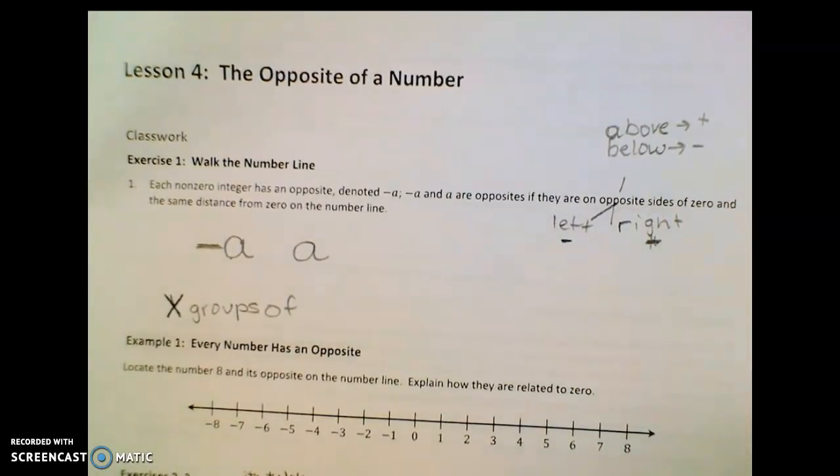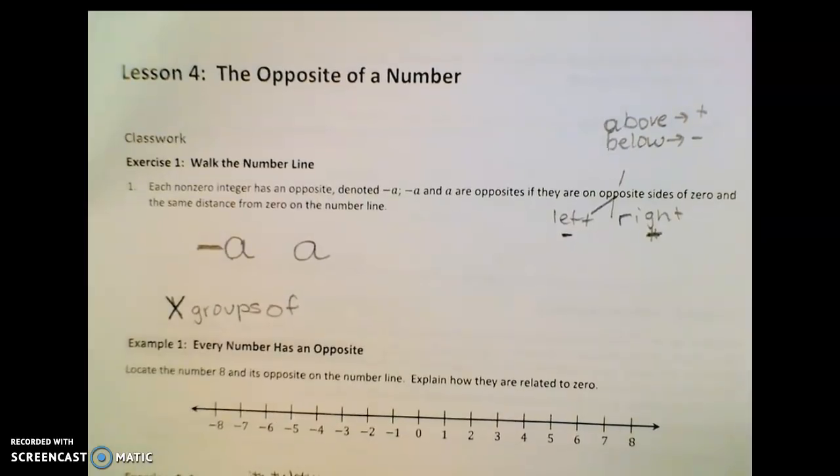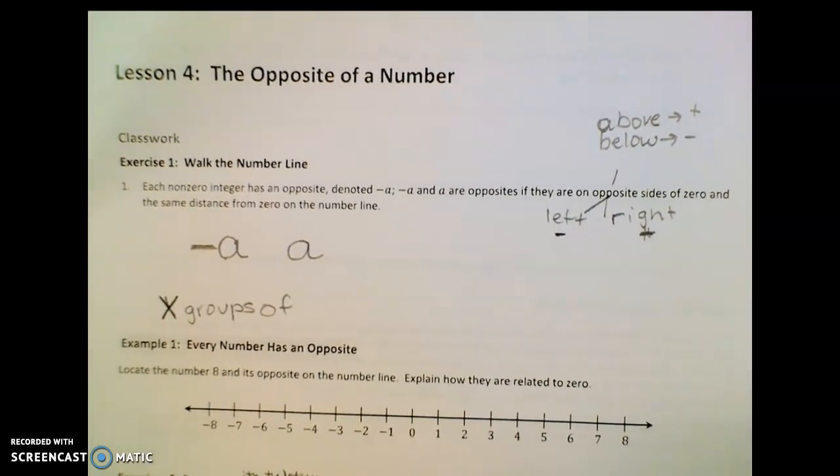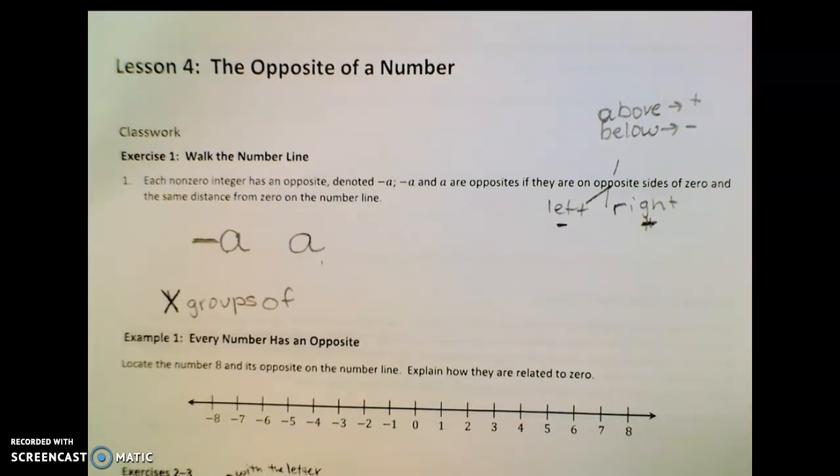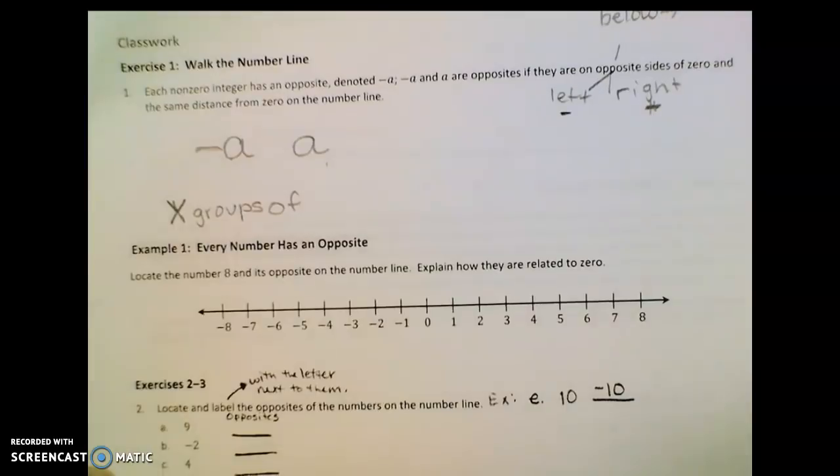If they are the same distance to the left and right from 0, or the same distance from 0 above and below, then they are considered opposites of each other. This is a lesson and a part where you really have to read carefully, because sometimes they'll say graph this number and sometimes they'll say graph the opposite of that number. So as always, please make sure you are reading carefully.